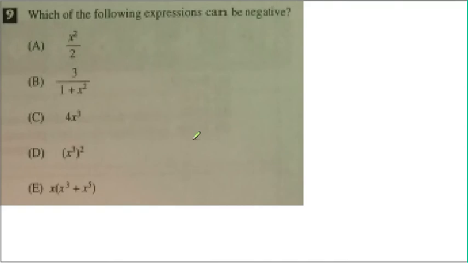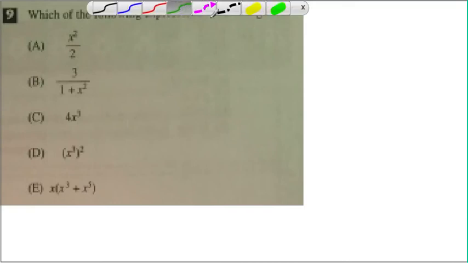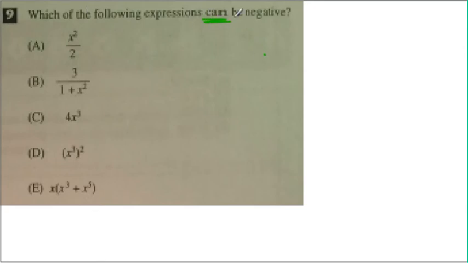Alright, let's look at number 9 together. Which of the following expressions can be negative? Now, when you think about the words "can be negative," that means as long as we can find one such case that is negative, then it will be okay. Whenever things are squared, they can only be positive or 0. But one thing you can tell is that right here, choice C, because it's kind of hard to see, is 4x to the third power.